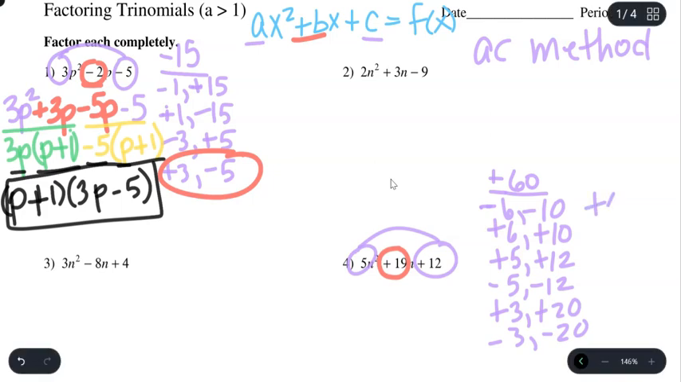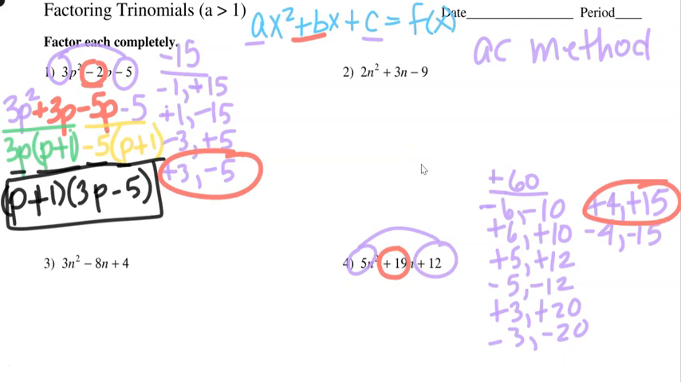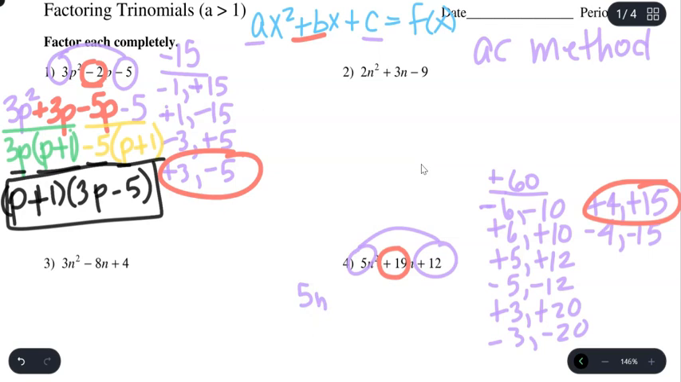How about positive 4 and positive 15, or negative 4 and negative 15? Again, we're looking for factors that add up to positive 19, and bingo, there we go. So let's go ahead and rewrite our expression. It's not an equation because it's not equal to something. It's just an expression as 5n squared.